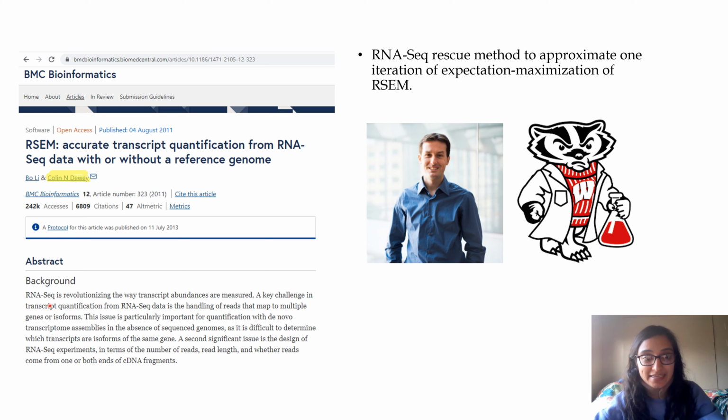What's important is that RNA-Seq is revolutionizing the way transcript abundances are being measured. But a key challenge in transcript quantification from RNA-Seq data is how we handle reads that map to multiple genes or isoforms. This issue is really important for how we quantify with de novo transcriptome assemblies in the absence of sequenced genomes. It's really hard to determine which transcripts are isoforms of the same gene. Do they belong to the same gene or not?